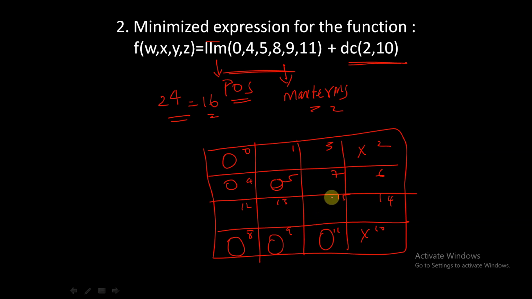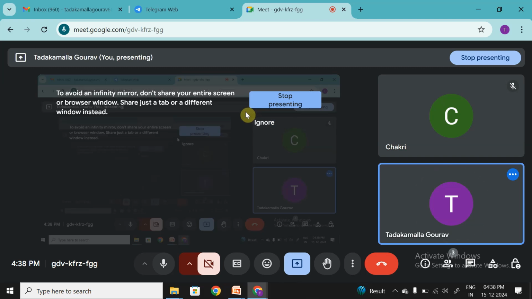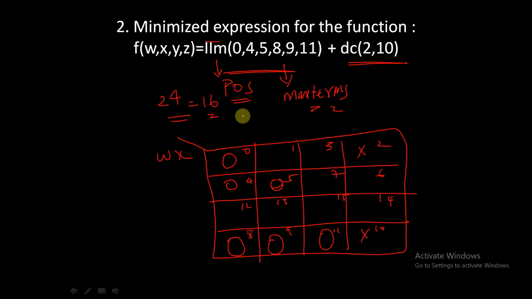We were discussing the minimization techniques of K-maps, and they have given a Boolean expression. I hope my screen is visible, right? Yes. They have given an expression in the POS representation: pi m of 0, 4, 5, 8, 9, 11 plus don't cares 2 comma 10. This is a continuation of the previous sessions where we started with K-maps. If you haven't watched them, please rewatch the recordings.